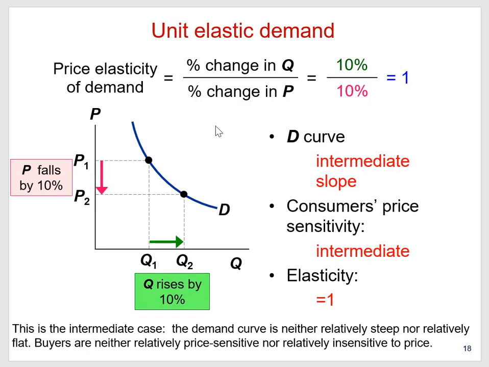Unit elastic demand happens when the percentage change in price is exactly the same as the percentage change in quantity. So a 1% increase or decrease in price will lead to exactly a 1% change in quantity demanded. So it's usually a case of intermediate sensitivity. It's just exactly the same percentage change in both of these cases.